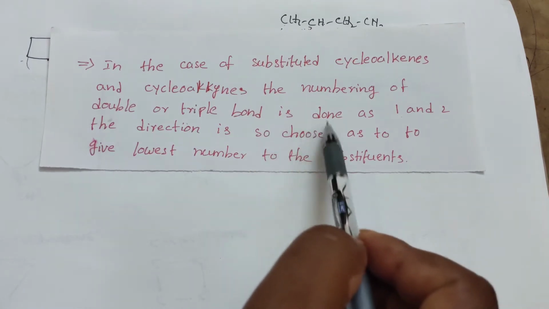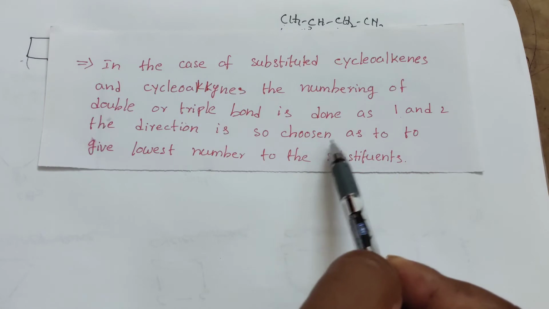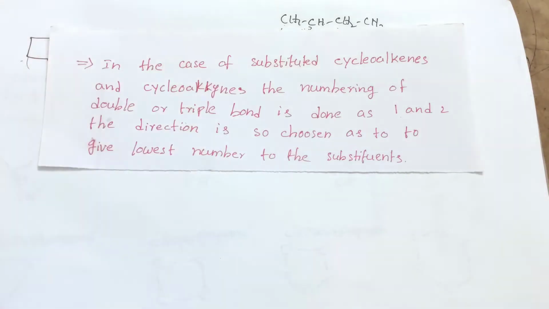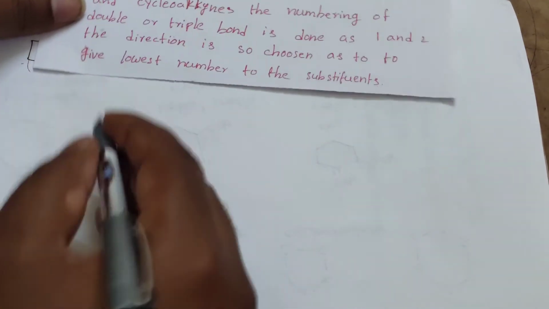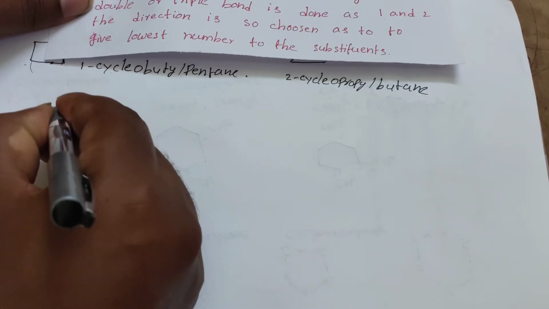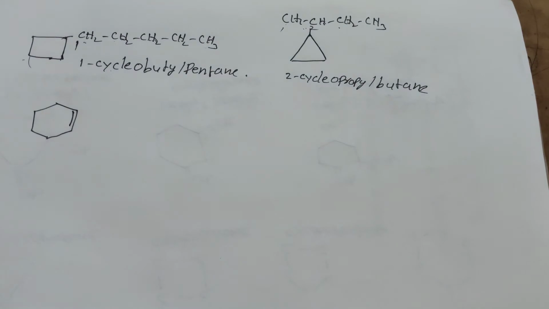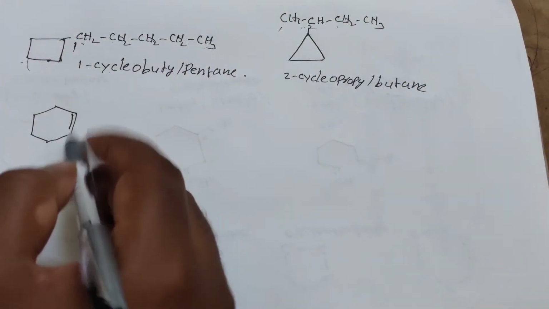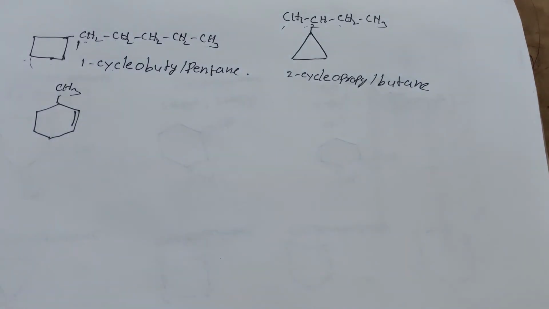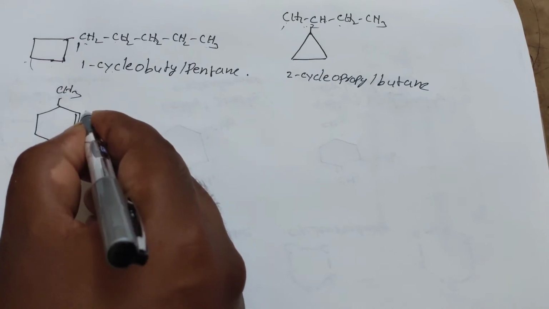Okay students, in the case of substituted cycloalkenes and cycloalkynes, the numbering of a double bond or a triple bond is done as 1 and 2. The direction is so chosen as to give the lowest number to the substituent. The cyclic compound may contain either a double bond or a triple bond, and here there is a substitution, and in that case you give the numbers 1 and 2.